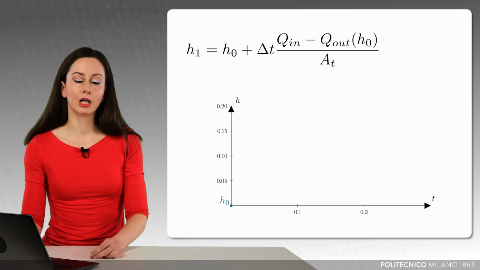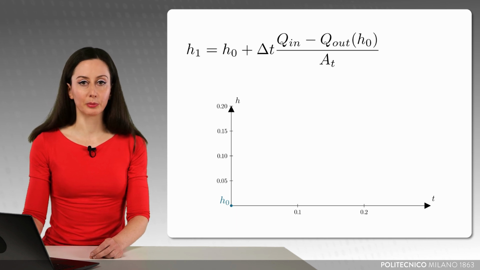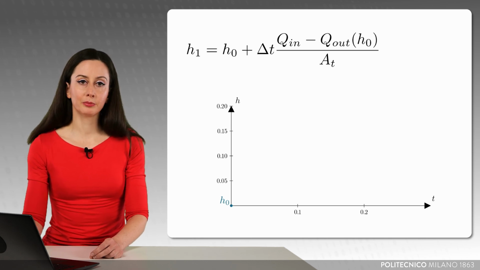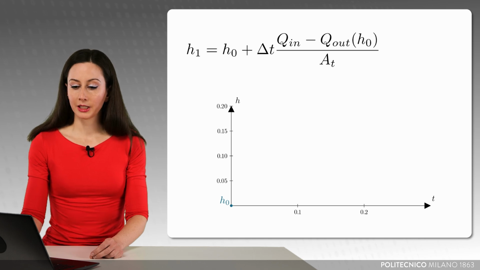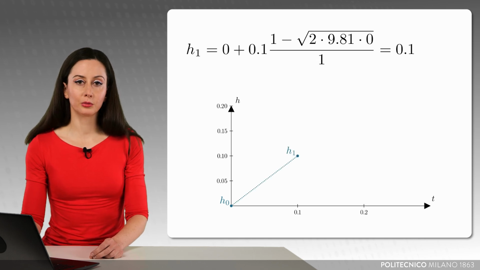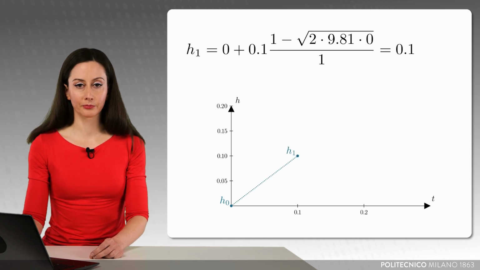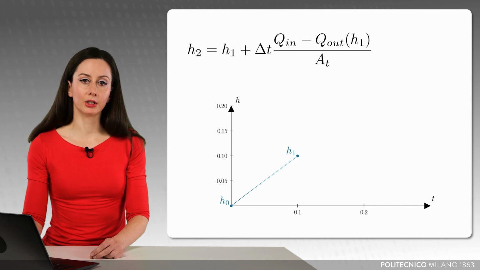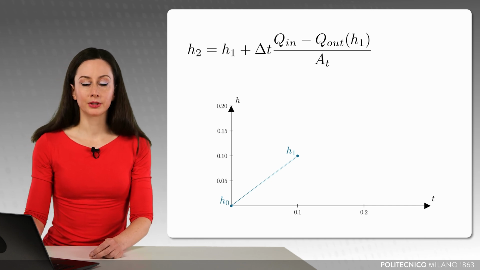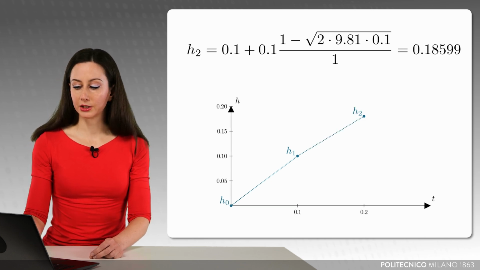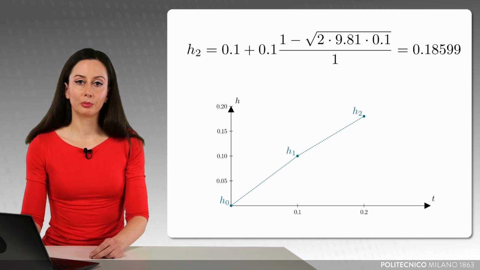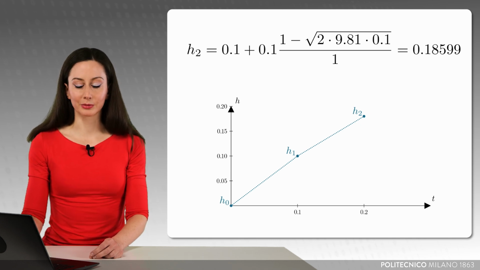And we can see how it works computing a few steps. In the first time step, H0 is known, and by plugging in the data in the formula, we can find H1. And in the second step, H1 is known, and by using the formula, we can compute H2. But we need to repeat these steps so many times.